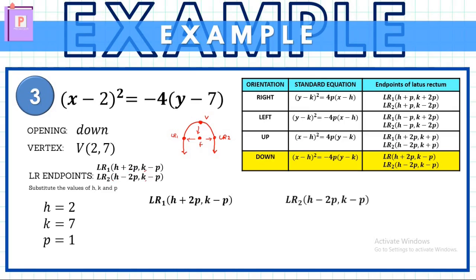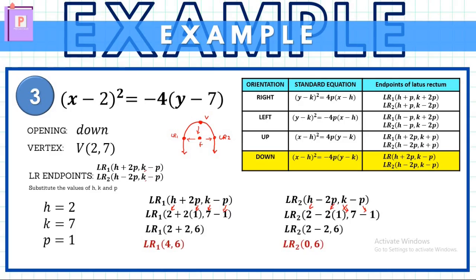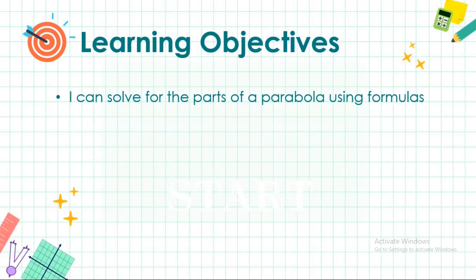So let's now substitute the values for LR sub 1 and LR sub 2. Substitute h, the value of p, and k. Do that twice for LR sub 1 and LR sub 2. Then simplify. So the endpoints of the latus rectum given the equation are (4, 6) and (0, 6). And that will be the end of this video.